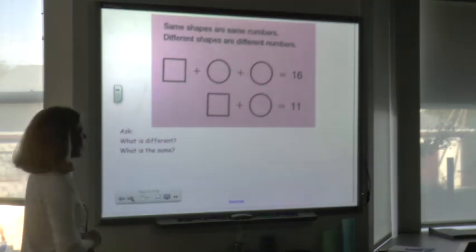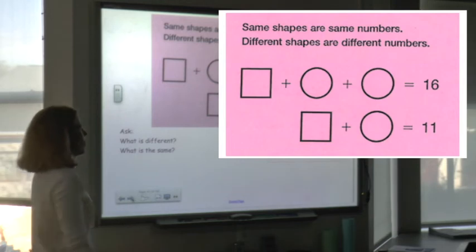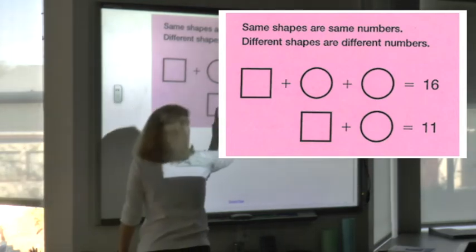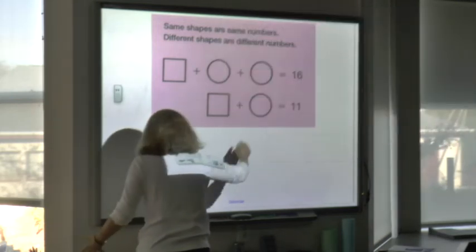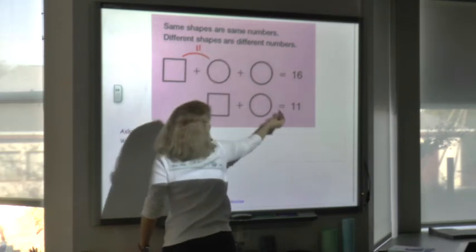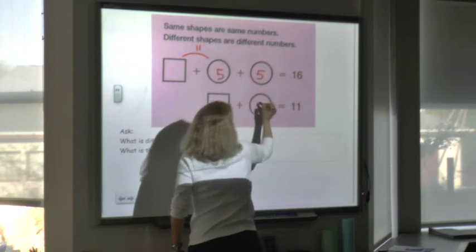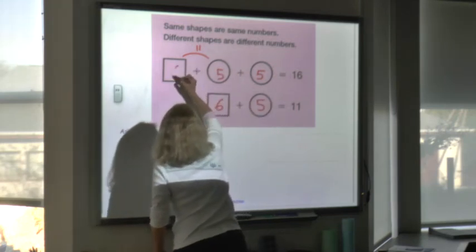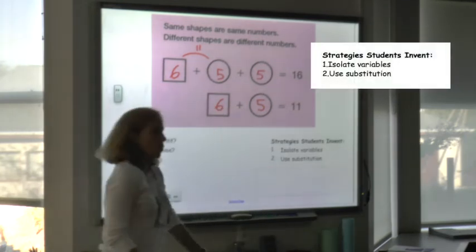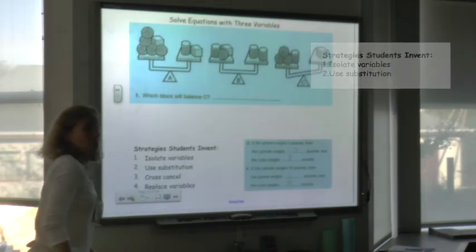Next puzzle. Oh, they can't isolate those variables. So we said, well, what's different about them? Well, look, we've got an extra circle on that top one. Well, what's the same? Oh, they both have a square plus circle. So this together has to be 11. I know that because that's what they say. If that's 11, this has to be 5. And if that's a 5, this has to be 6. So the 4th graders have just invented substituting one equation inside another. Which grade is it? 4th grade.